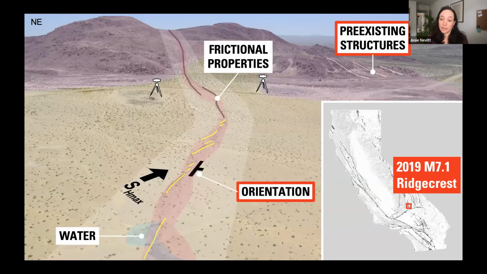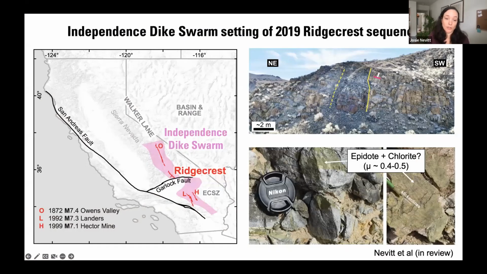So the final case study is the 2019 Ridgecrest main shock, where we're going to focus on the role of pre-existing structures and rupture orientation. So Ridgecrest is located within the Independence Dike Swarm, which is a Jurassic age tectonic structure in southeastern California. It's comprised of crustal scale dikes that are typically on the order of a few meters in thickness, and they're associated with pervasive dike parallel fracturing of the surrounding granitoids. It's also associated with alteration minerals that are relatively frictionally weak and sometimes infill these surrounding fractures.